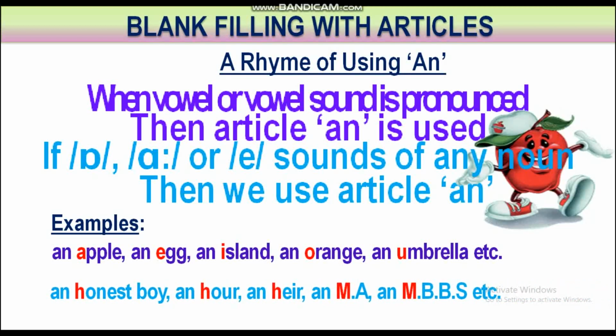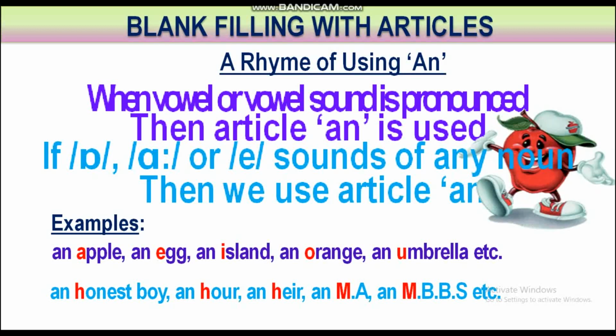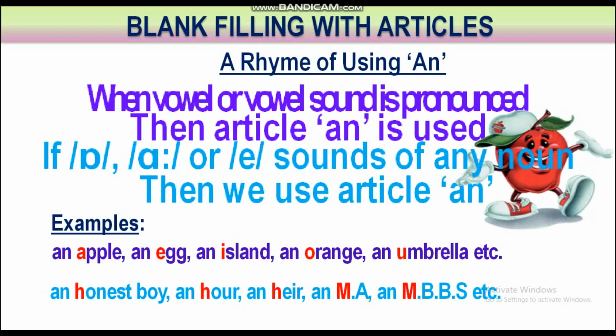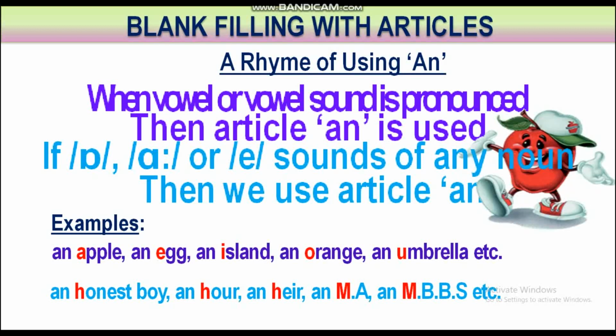For example, an honest boy, an hour, an ear, an MA, an MBBS, etc. Here in the examples, dear students, notice that the words start with the letter H, I mean a consonant, but their pronunciation is like a, or a, and so these words take the article "an".